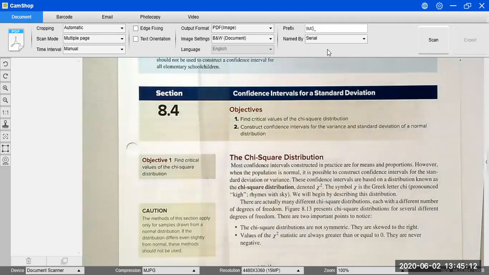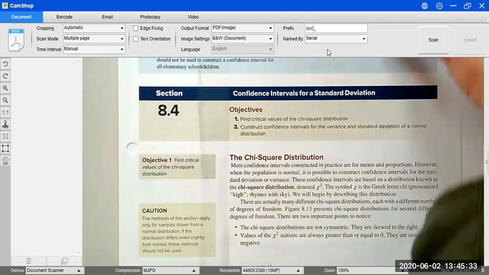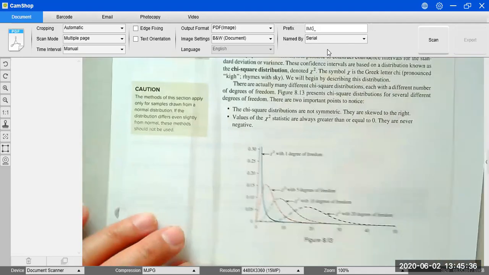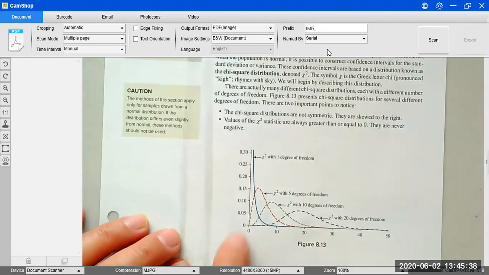We're going to continue now with section 8.4 to finish the lecture for today. Section 8.4 on page 401 is about confidence intervals for a standard deviation. We're going to use another distribution for our sampling distribution, the chi-square distribution. In your book, figure 8.13 shows different chi-square distributions. The chi-square distribution is not symmetric with respect to the center.